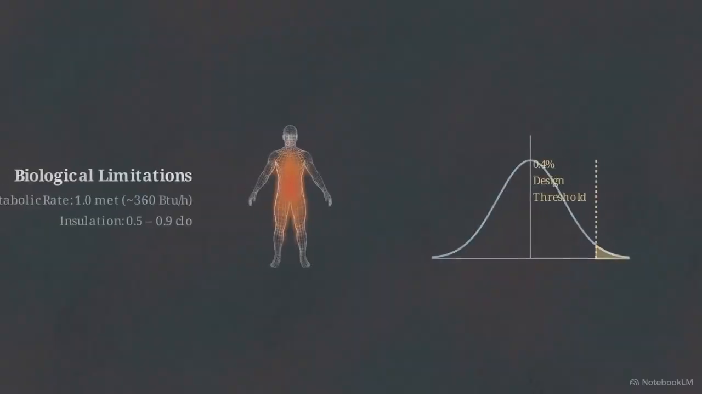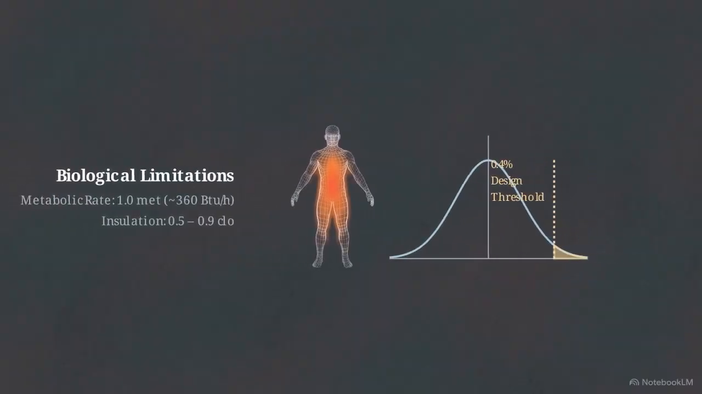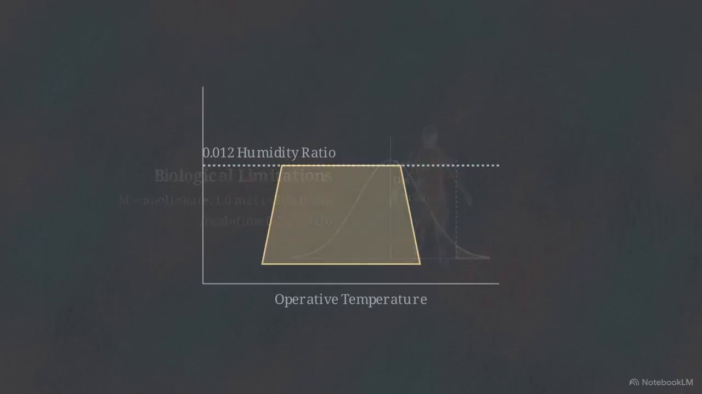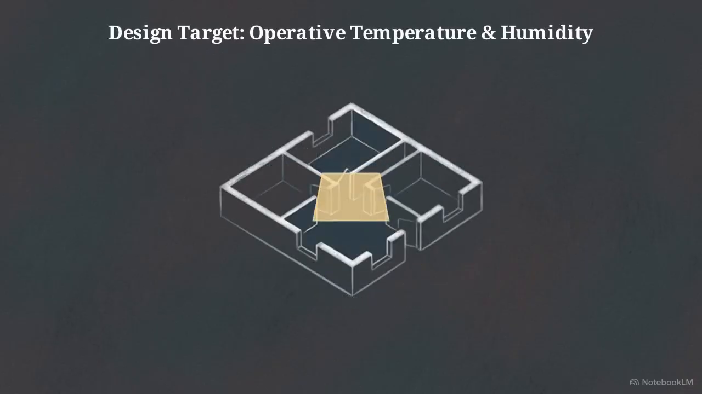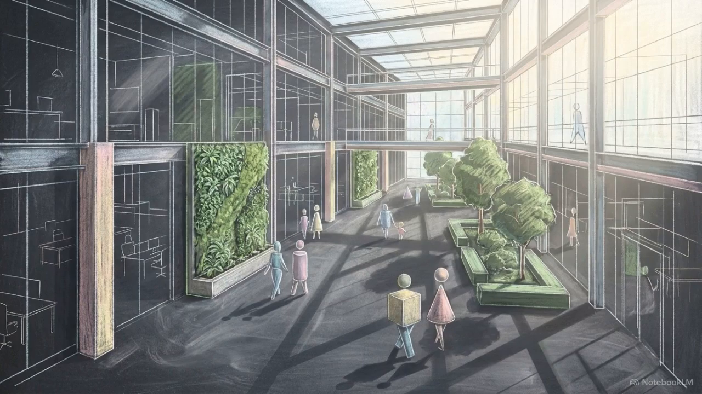By accurately mapping the biological limitations of the human body against the statistical realities of the local climate, we ensure that our architecture remains both highly efficient and deeply comfortable.